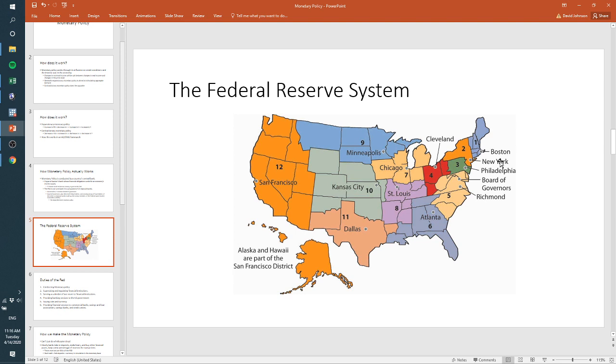Interestingly enough, what is the only state that has 2 Federal Reserve branches? If you said Missouri, that would be correct. We have the Kansas City Federal Reserve Bank, as well as the St. Louis one. Although I'm a little bit insulted because they have the Kansas City Fed over here in Kansas.